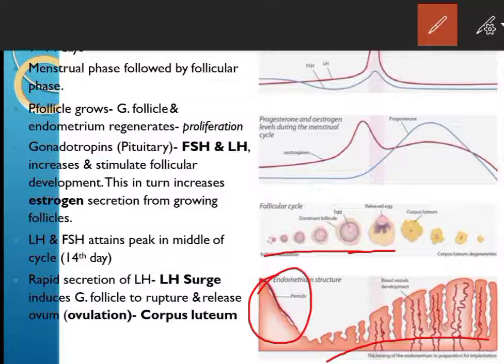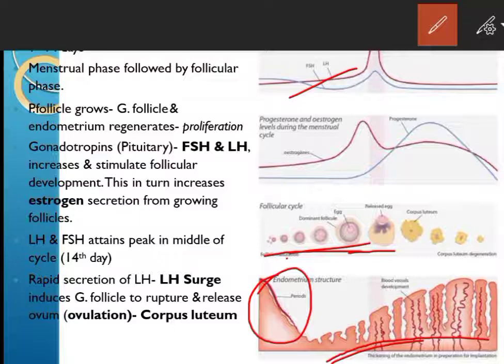Then the changes in the ovary and the uterus are induced by changes in the levels of pituitary and ovarian hormones. Okay, these changes that occur in the ovary, that is follicular development, and the endometrium layer development, take place because of the changes in the level of the pituitary hormones, that is FSH and LH, and the ovarian hormones, that is estrogen and progesterone. Okay, mainly FSH and estrogen. Clear?